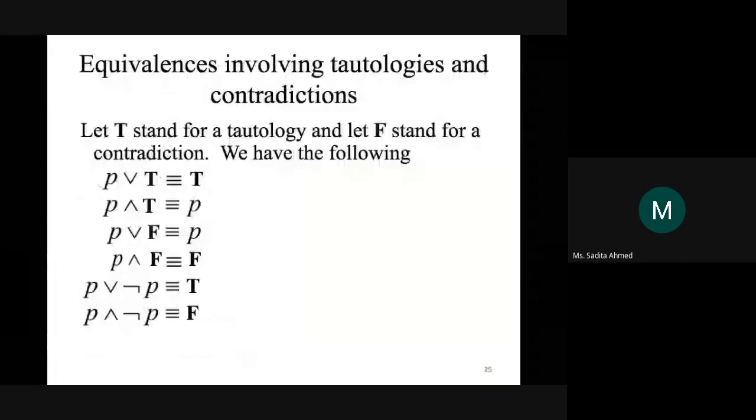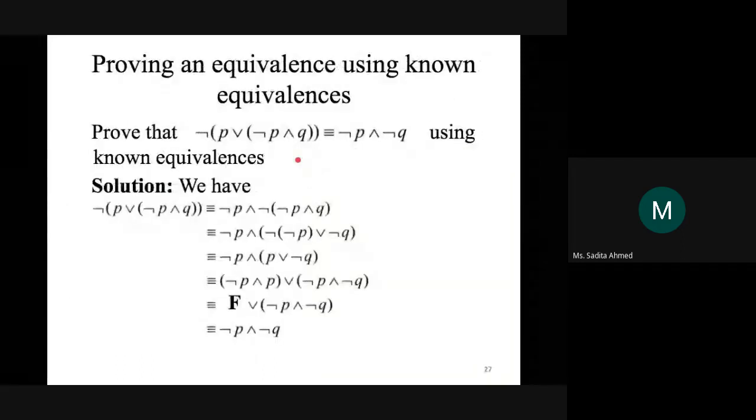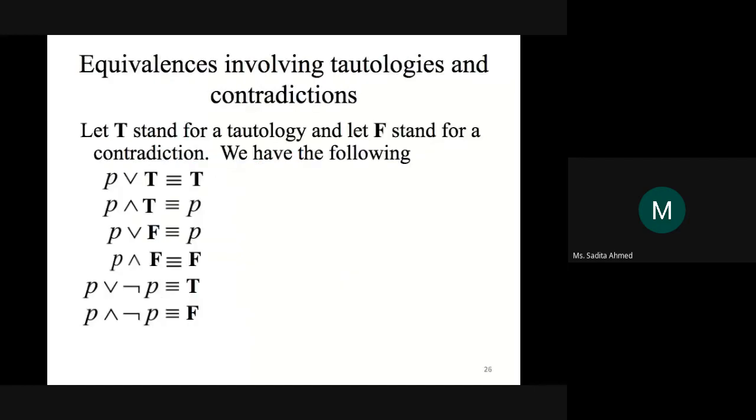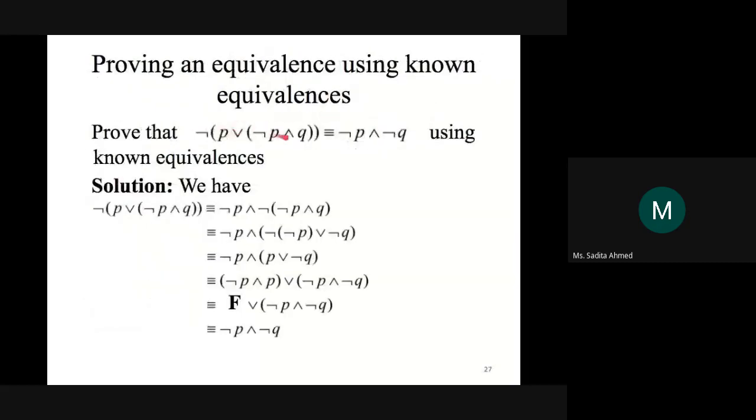In some problems, it's not mentioned how you have to prove the equivalence. That is, if the method is not specified, then it's up to you. You can go with truth tables or logical reasoning or known equivalences, that is the laws. However, if it's specified that you have to use the truth table, then you have to use the truth table. If it's specified that you have to use known equivalences or the laws of Boolean algebra, then you have to use these known equivalences in order to prove a certain equivalence.